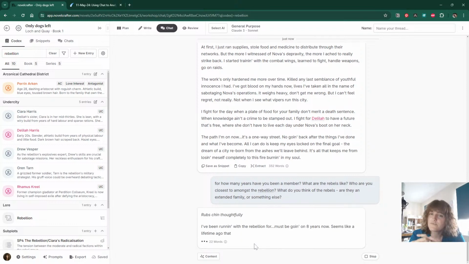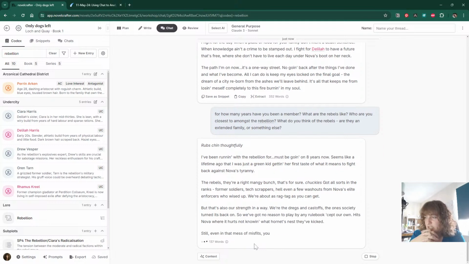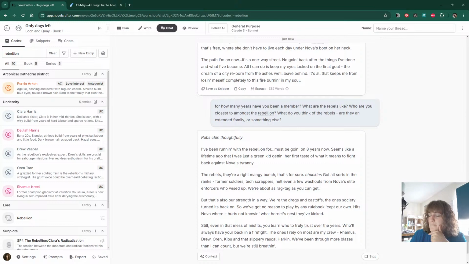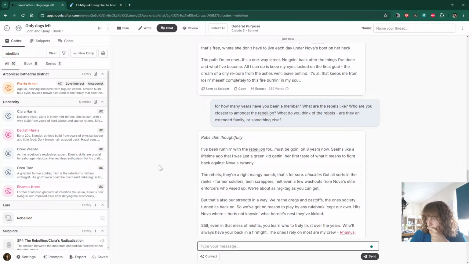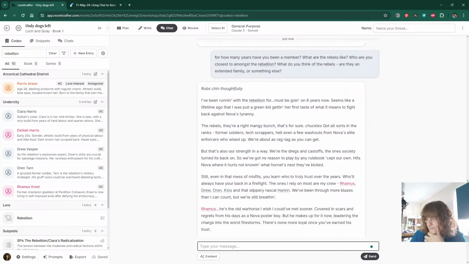And again, I'll include all these conversations on the Notion doc afterwards. I'm kind of skim reading, like, okay, 8 years, that makes sense. So she'd been in her mid-late 20s when she joined. Manji Bunch. Okay, the crew that she's in, yeah.